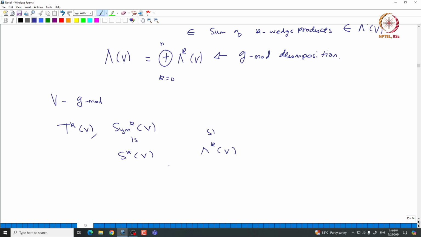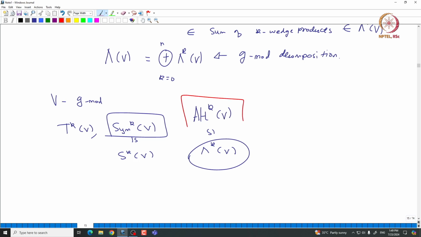So we want to see now, is there any natural submodule of T^k of V which is again isomorphic to this lambda^k of V. Okay. So that is what gives what is called alternating tensors. So the correct thing to consider here is the alternating tensors, which is analogous to the symmetric tensors. Okay, this is the symmetric tensors.